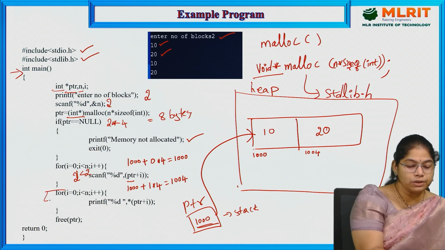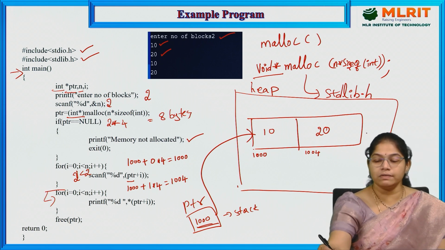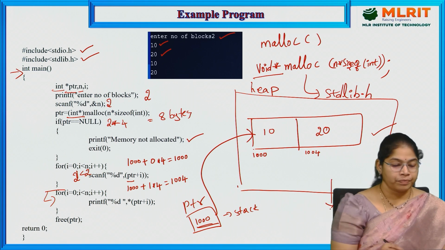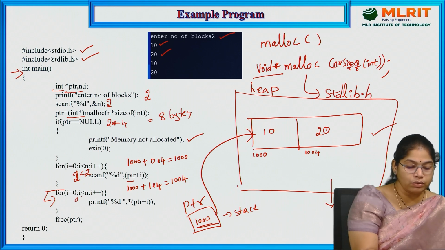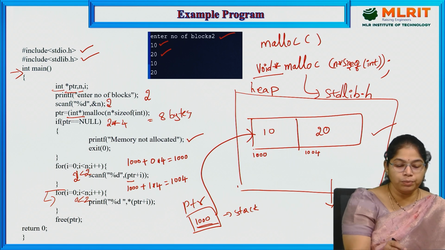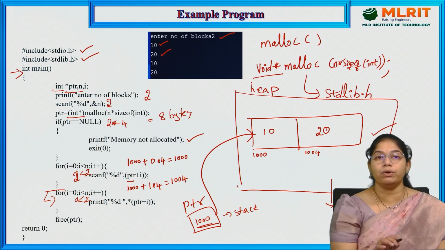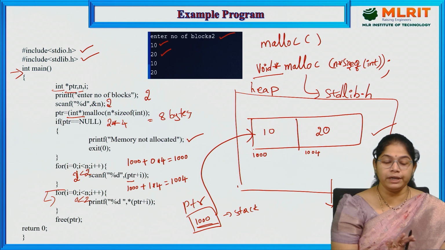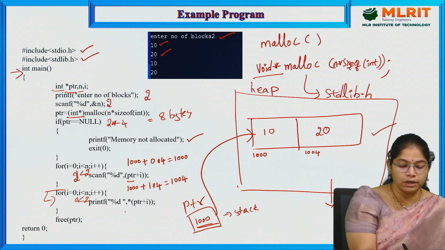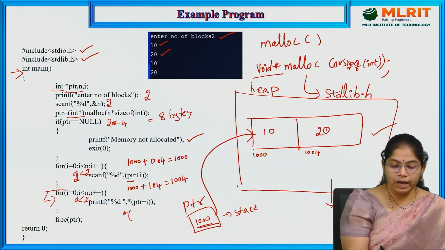So it enters into another loop. Whatever values I have scanned and stored in this memory, I want to print those. Then again i is 0, 0 less than 2, the condition is true. Then I want to print the value which is stored in that location. I am not printing the address. I am printing the value which is stored in that particular location. So for that we have to use the dereference operator, star of ptr, where ptr value is 1000.